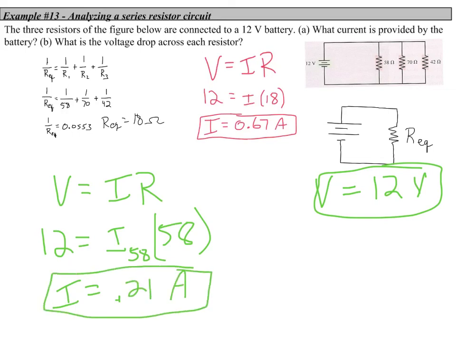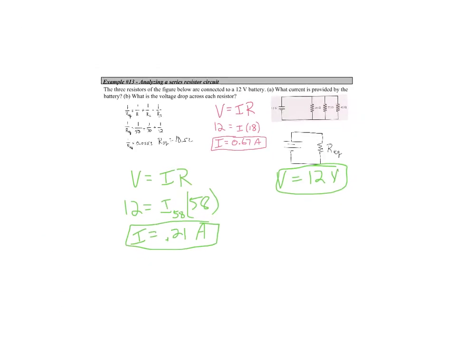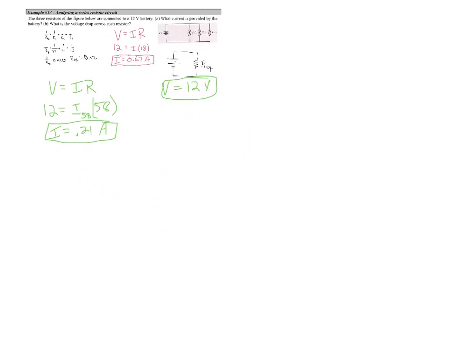Now what you should do, maybe pause the video and go through this process for the current through the 70 ohm and the 42 ohm resistors and make sure that they add up to 0.67. So that'll about do it for parallel circuits. Where we're headed now is into combination circuits, where we're having elements of series and elements of parallel in one single circuit. Prior to that, in the next video, we're going to stop and take a look at power in circuits and then how to measure resistances and voltages and currents in circuits.